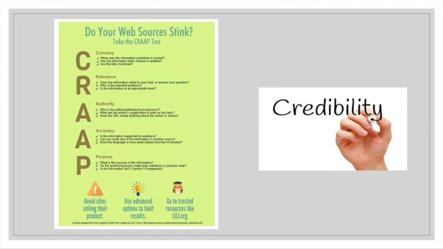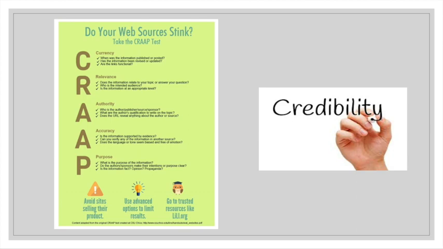The next one is authority. You have to look at who is the author, the publisher, the source, the sponsor of that particular website. What's the author's qualifications to write on the topic? In other words, you're establishing their credibility or their ethos, right? Does the URL reveal anything about the author or the source?